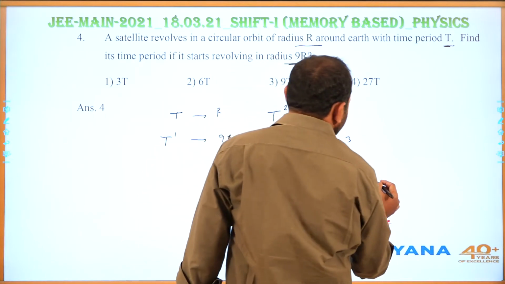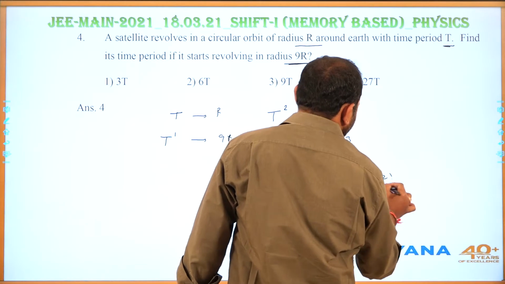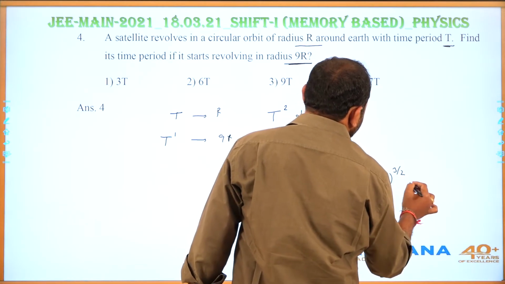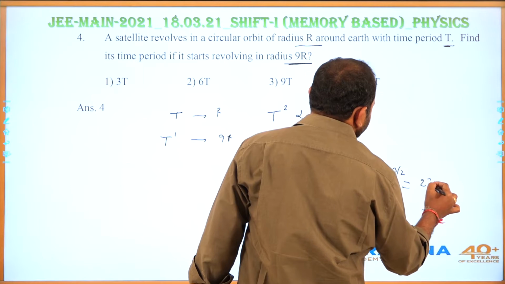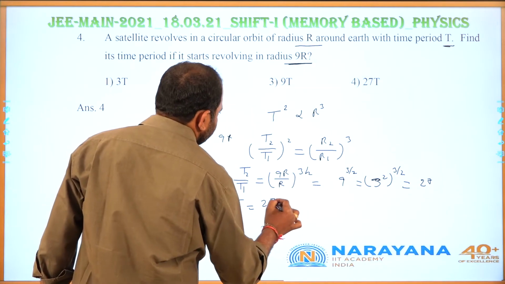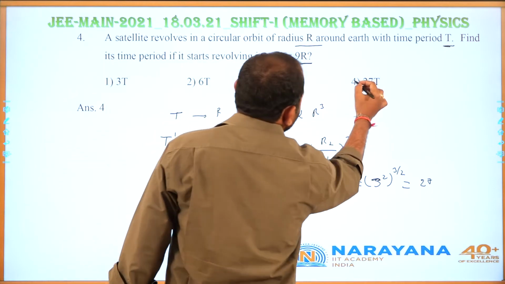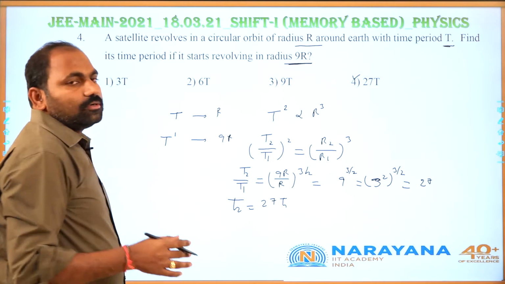So it is clear, it can be written as (3 squared) power 3 by 2. So this is 3 cubed. Simply it is 27. So the new time period is 27 times the original time period. So the option is given with the fourth one. Let us go to the fifth question.